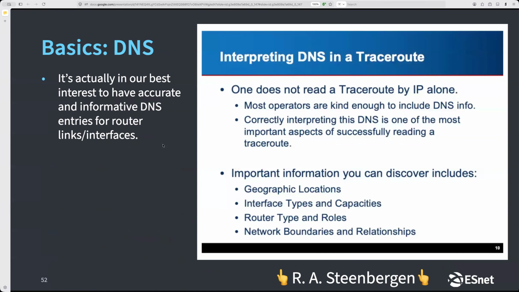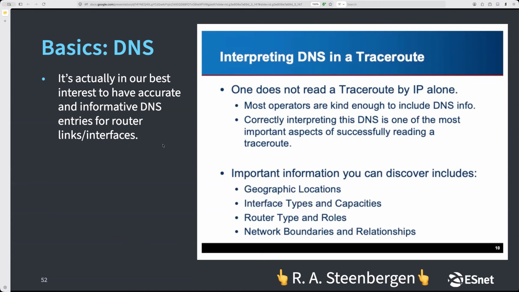Okay, when we get back to Traceroute, it's in our best interest to have accurate information. One of the things that Traceroute really does is rely on the network operator's ability and effort, and in some cases level of automation, around their router DNS. How good is your router DNS? Because that's going to give you a lot more information about Traceroute. It's in our best interest to do that.